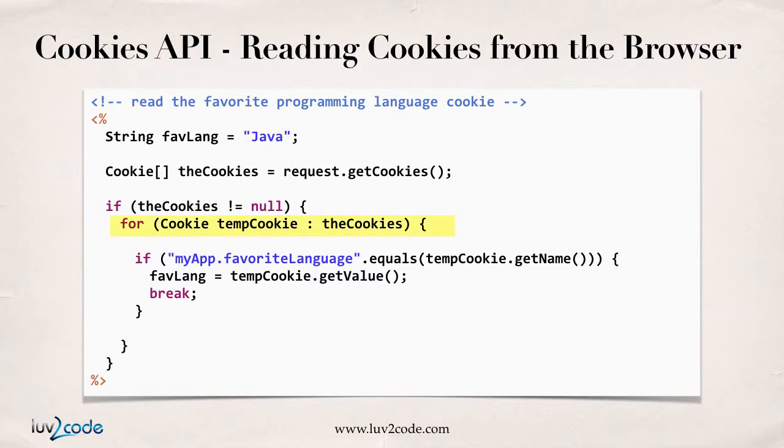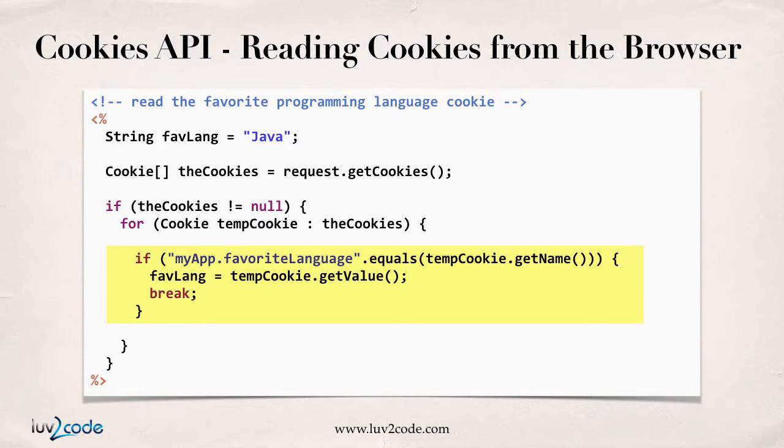Once I know we have cookies, then I simply do a for loop. I set up a for loop: Cookie tempCookie, colon, cookies, and cookies is the variable from that previous line. Then I simply go through each one of those cookies and compare that cookie name to the name that I'm looking for. I'm actually looking for the cookie named myapp.favoritelanguage. So I simply say if myapp.favoritelanguage equals tempCookie.getName, then the favorite language equals tempCookie.getValue. So I get the value of that cookie and then I break out of that loop.